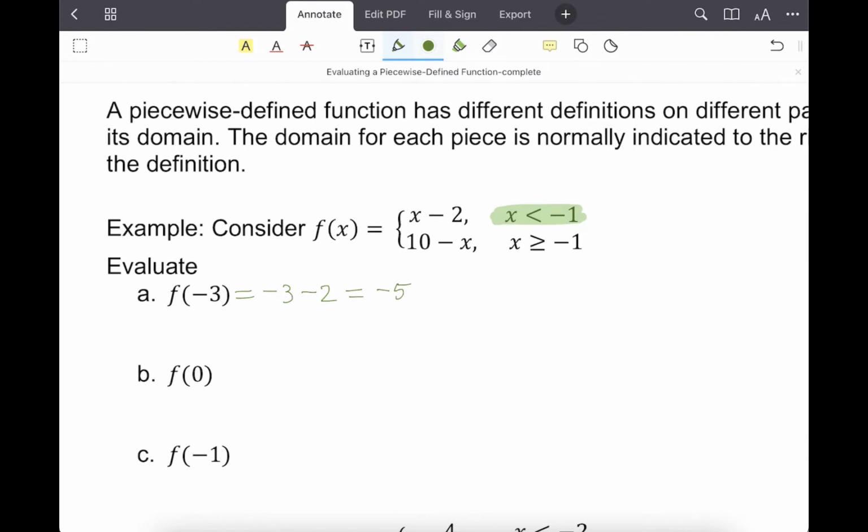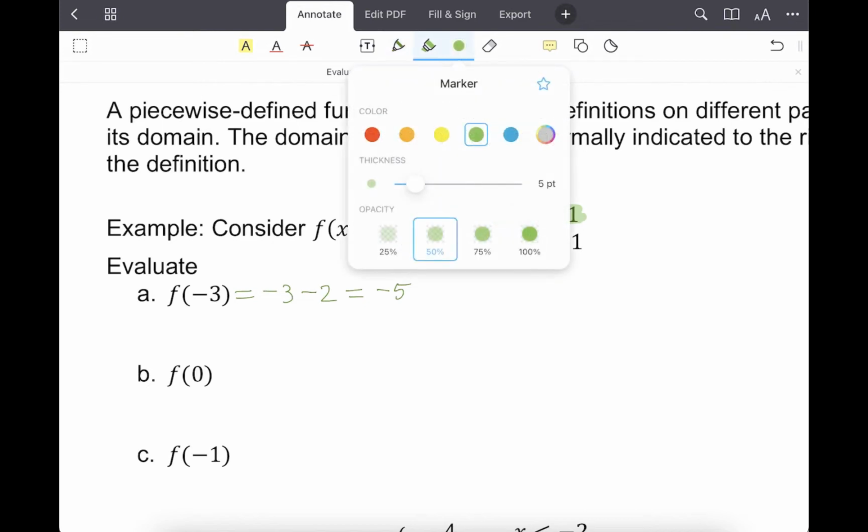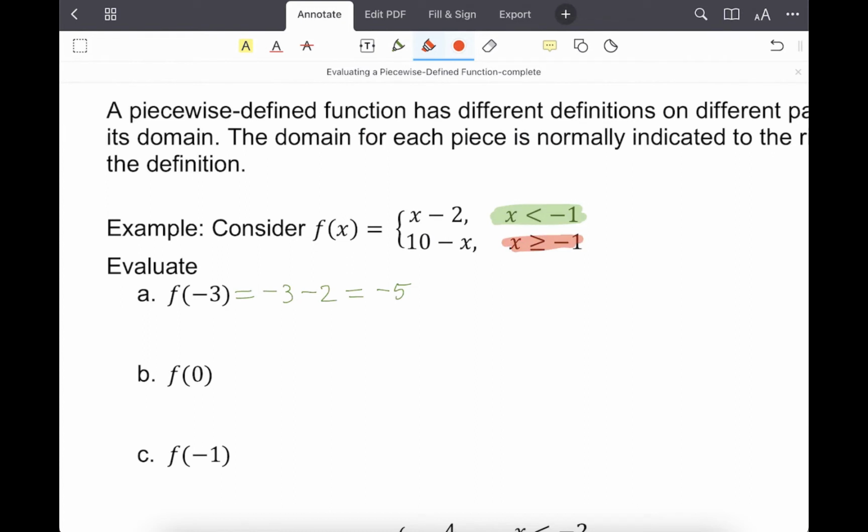f of 0. That is greater than -1. 0 is greater than -1. So we'll use the second definition, which is 10 minus x. We do 10 minus 0, and this gives me 10.